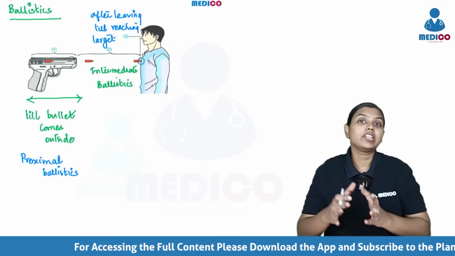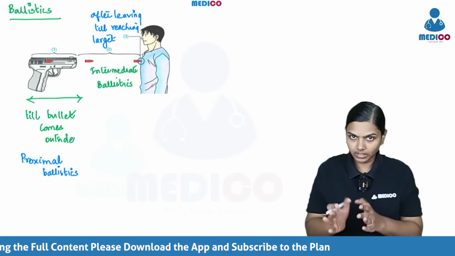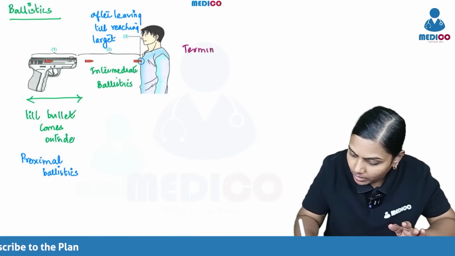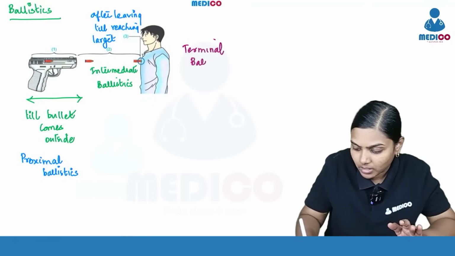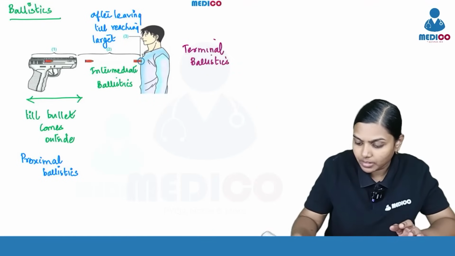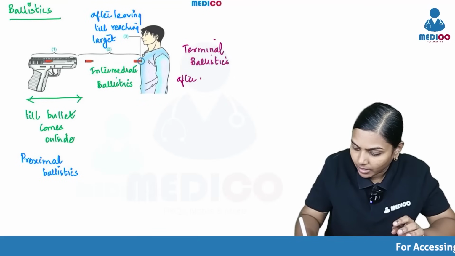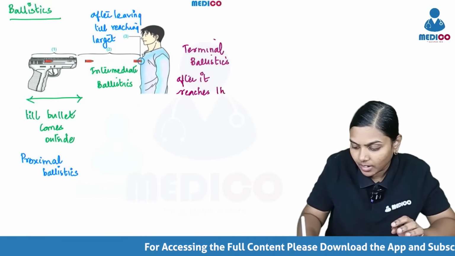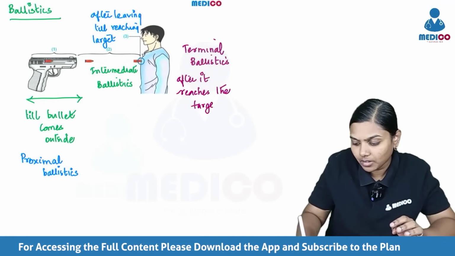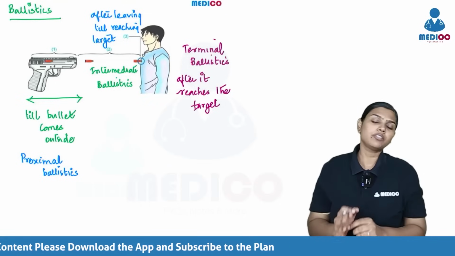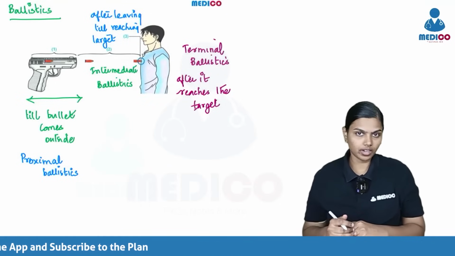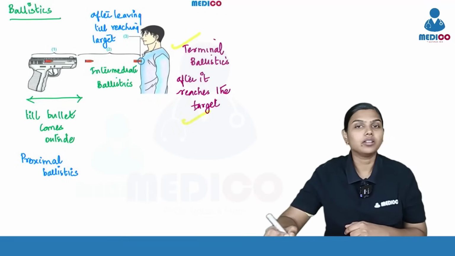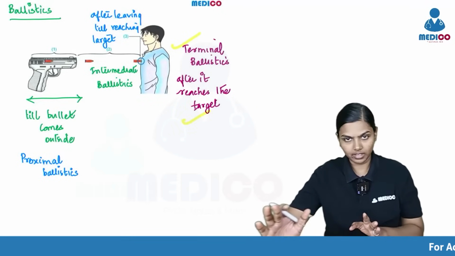And once it reaches the target, whatever happens in the target, that is your terminal ballistics. Whatever happens after it reaches the target, that is your terminal ballistics. And as forensic experts, what we are going to study is this terminal ballistics. Clear? Terminal ballistics would be our main concern.